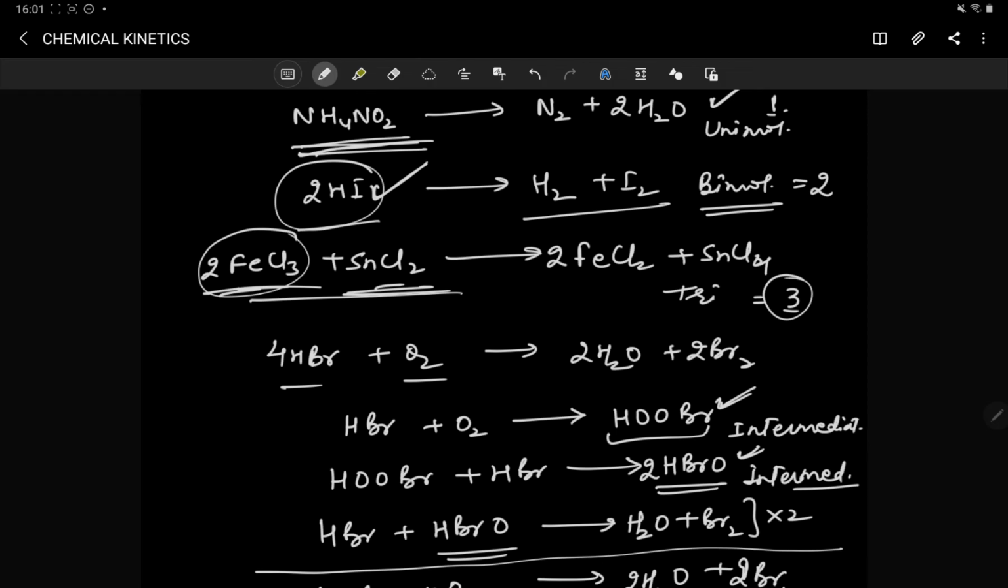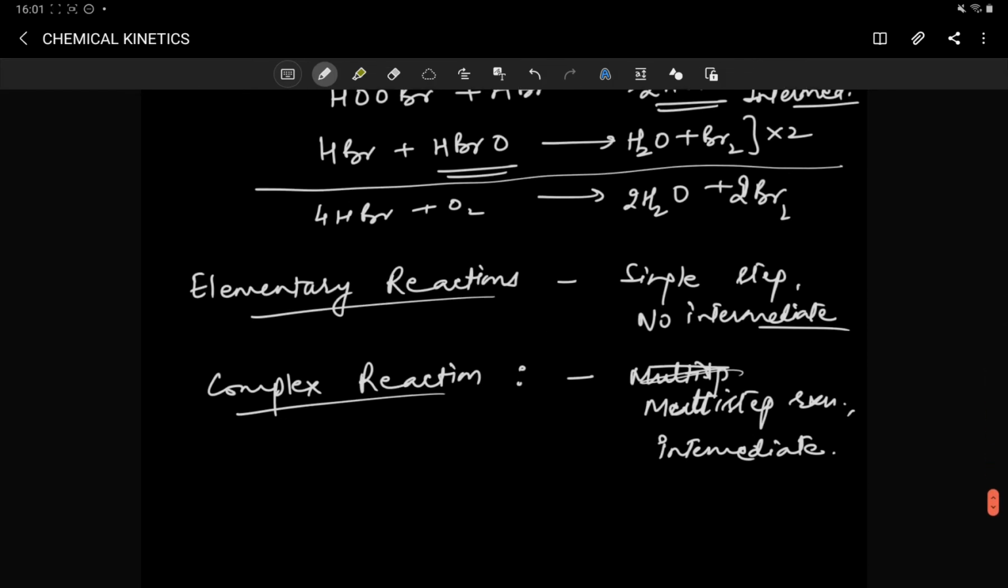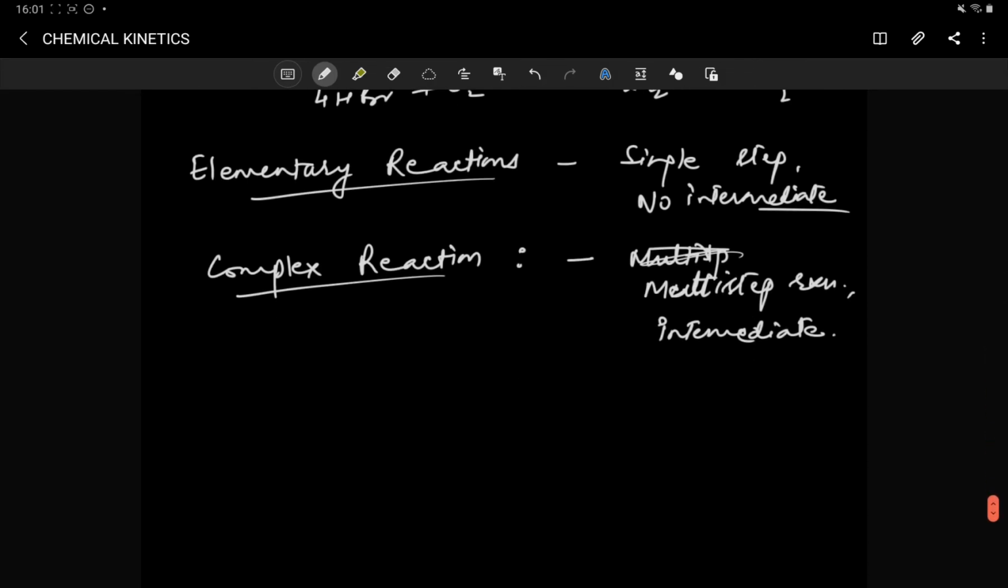But if the reaction has molecularity more than 3, then we assume that more than 3 reactant molecules cannot take part in the reaction simultaneously. So we generally assume that the reaction is taking place in more than one step, and so this type of reaction is called a complex reaction. There the molecularity is not for the overall reaction, it is for each and every step.